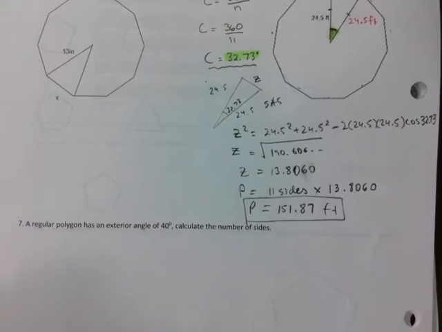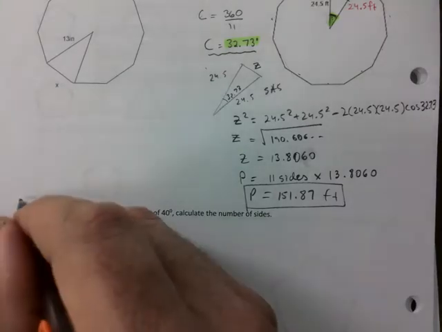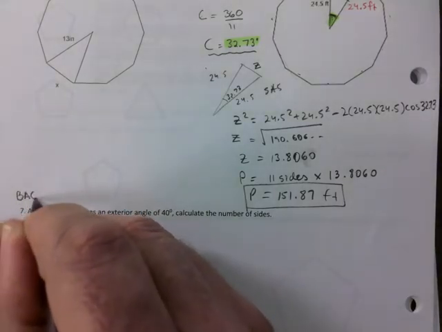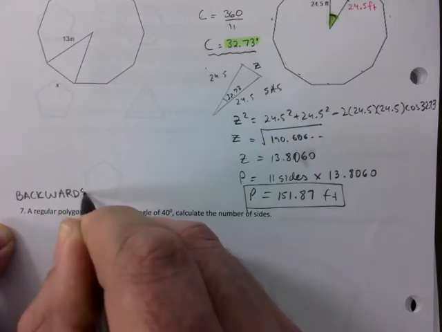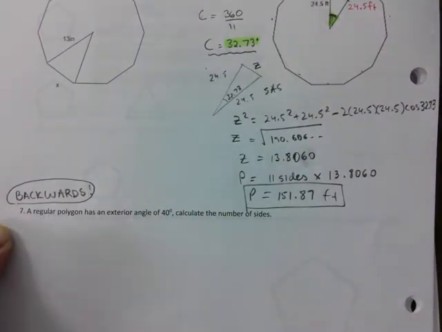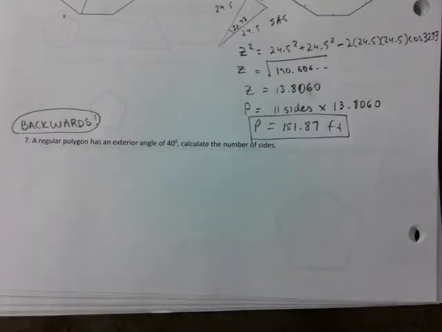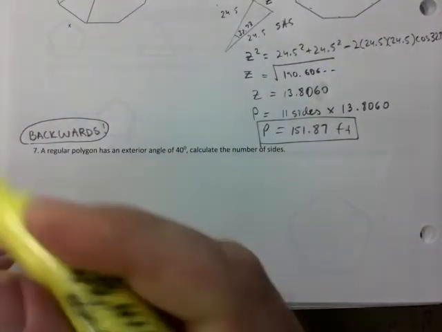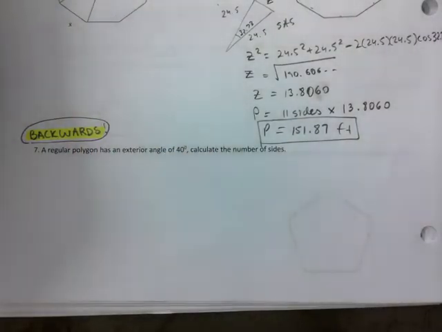All right. Question 7. We'll do some backwards, right? Given the angles, find out how many sides it has. So put a big heading here. We're going to go backwards. Make sure you have that written down above 7 so you know that that's what we're doing now. I will even highlight that. Backwards.